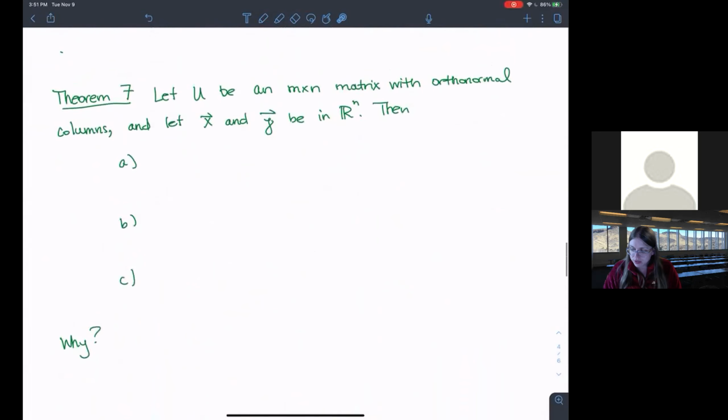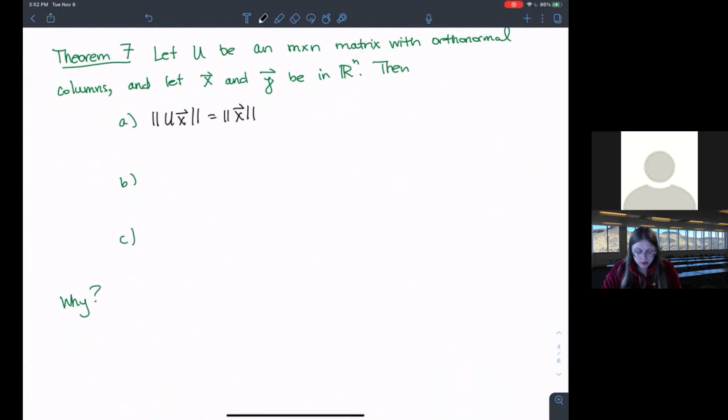Now another nice result is that if I have, again, an M by N matrix U with orthonormal columns and X and Y are vectors in Rn, then there's 3 things I can say here. First, the length of Ux is the length of x. Now, let's talk about why that one is true.